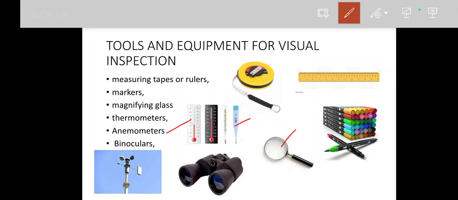And anemometer. Why anemometer? An anemometer is an instrument to find the direction of the wind. So sometimes we can identify in a few locations the direction of the wind. Consider a building. If it is in the shape of a channel, then there will be more damage in this inner part.